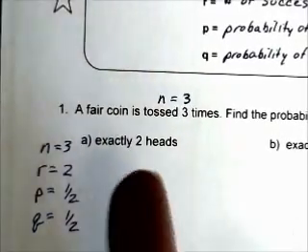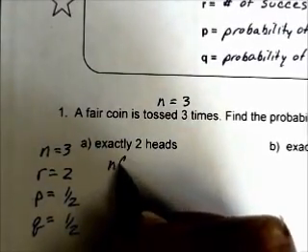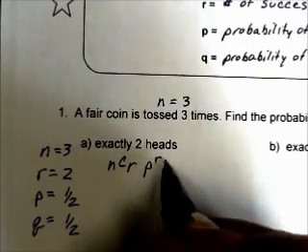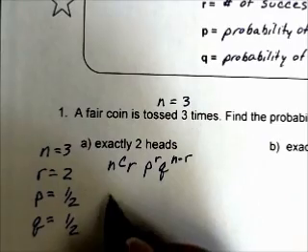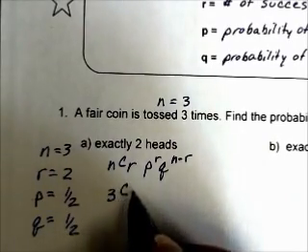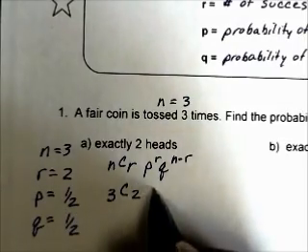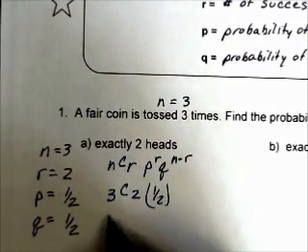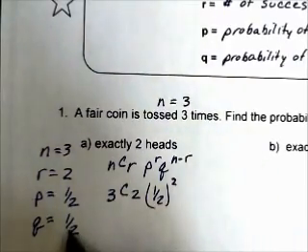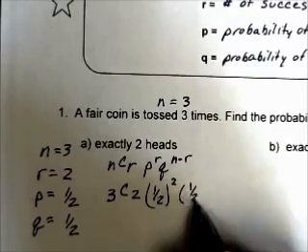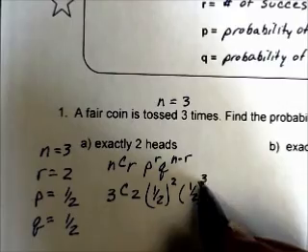So this is the first time seeing the formula, so let's write it down. This is going to be nCr, p to the r, q to the n minus r. n is 3, so 3 choose 2. Our probability p is 1/2 raised to the r, squared, and q, 1/2 raised to the 3 minus 2, which is 1.